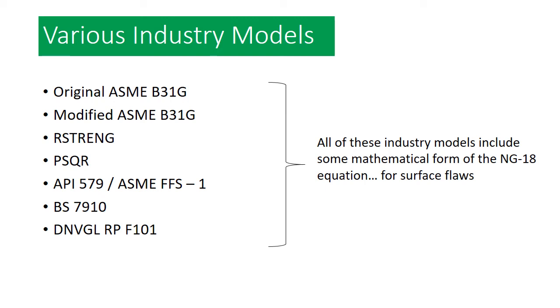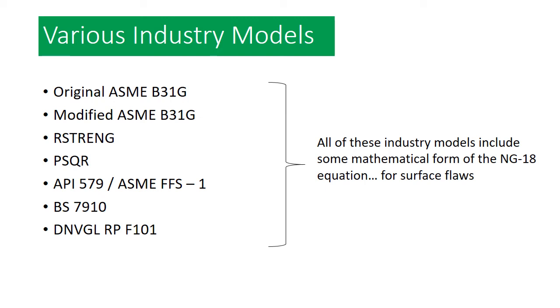So I scratch my head a little bit here and I wonder, is that really 100% appropriate? Now, I'm guessing that there are some viewers out there that are going to point out that the original and modified ASME B31G equations are known to be overly conservative, and that's why R-string was developed. And R-string is certainly an improvement over the basic B31G.